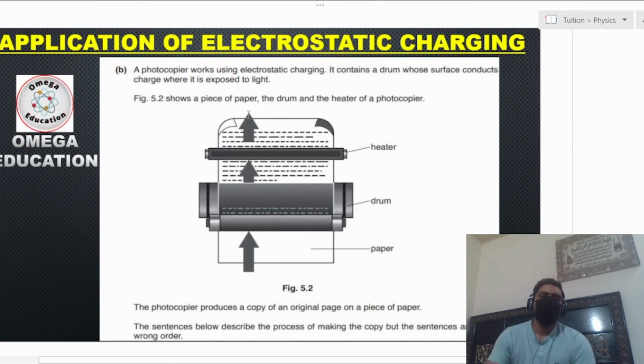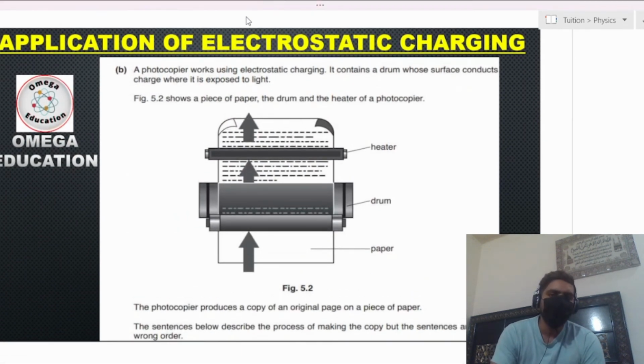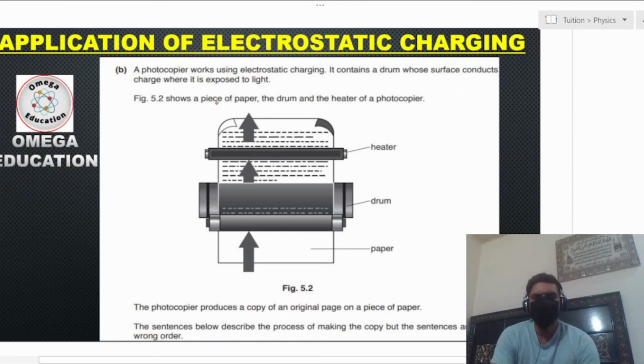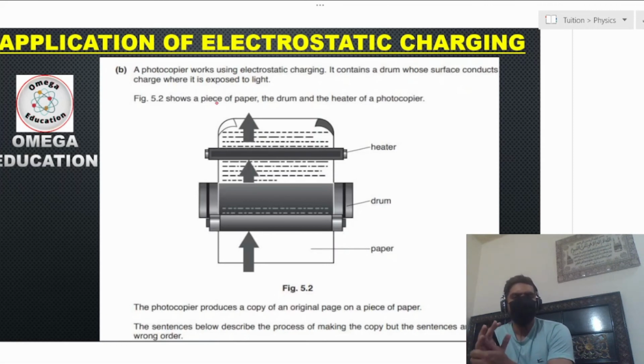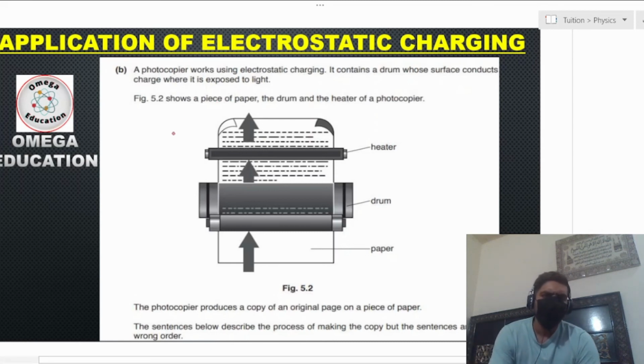Applications of electrostatic charging. That used to be quite a big topic because you would have to understand the working of a photocopier. You would have to understand the process of electrostatic painting or the dust collector and stuff like that. So all the topics and questions about the applications of electrostatic charges have now been removed.